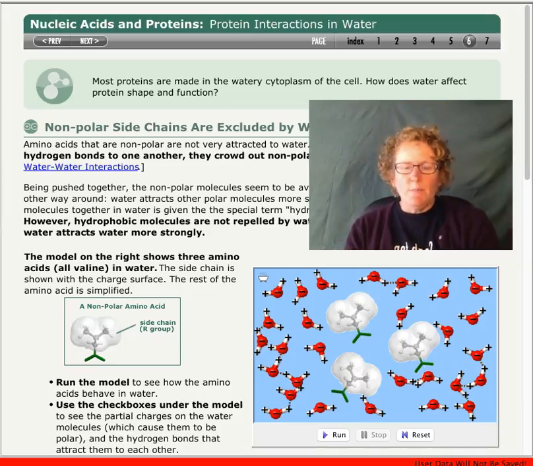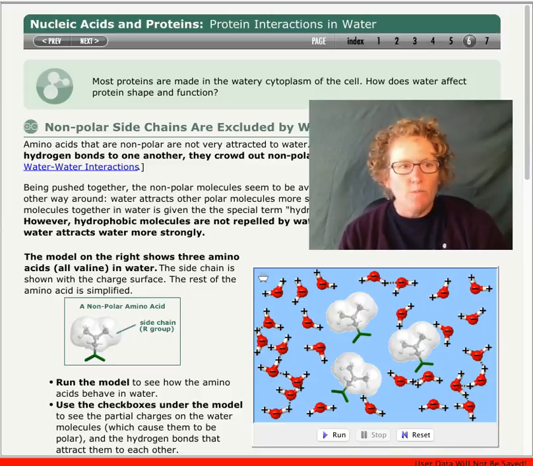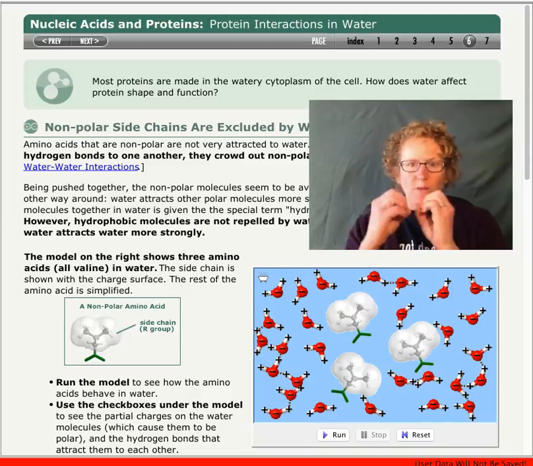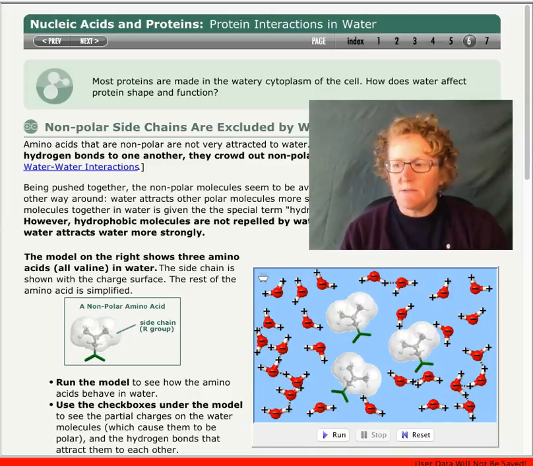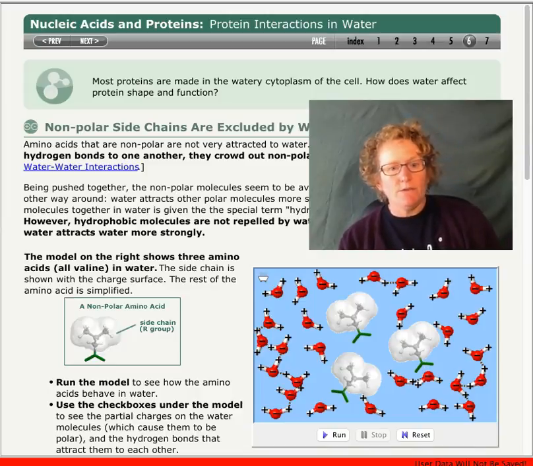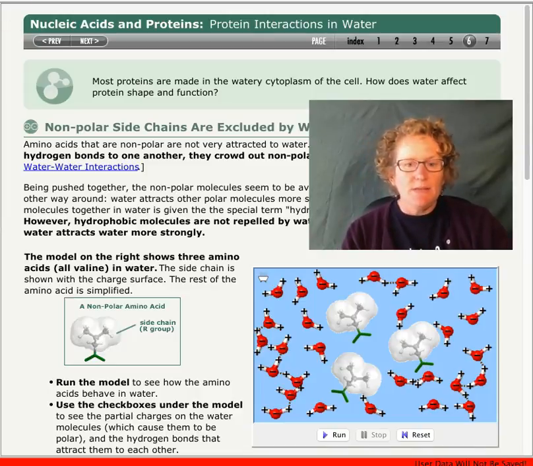So now we're going to think about how the watery cytoplasm of the cell, the inside of the cell, affects how proteins crumple up and form themselves into different shapes to have their different functions. And that depends on the R groups here. We can see this is valine. We looked at it in the last screen. It's a nonpolar amino acid.